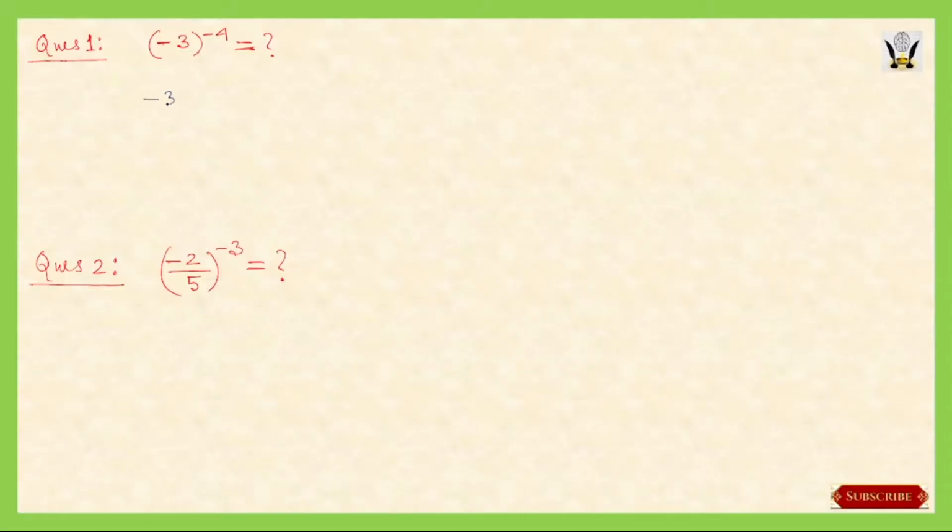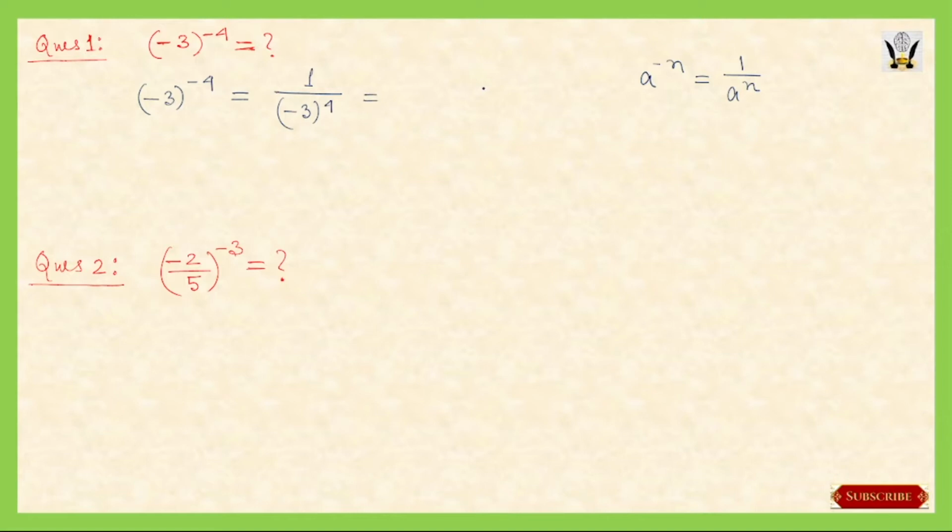The first problem is given as minus 3 to the power minus 4. So here base is minus 3 and power is negative. It is the negative exponent minus 4. So we know this property that a to the power minus n is equal to 1 divided by a to the power n. So first we will express that as a to the power plus n. So it is minus 3 to the power 4.